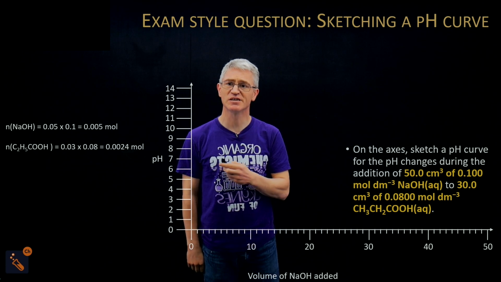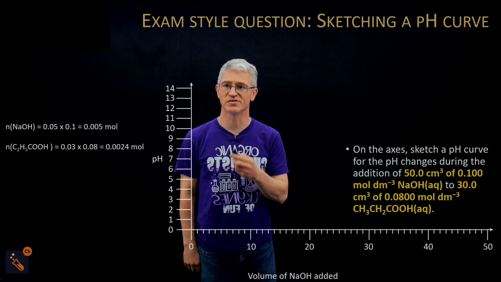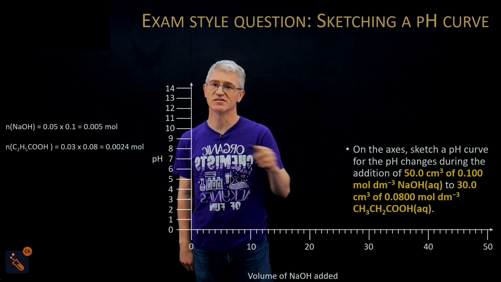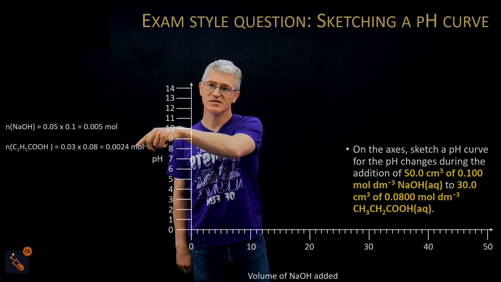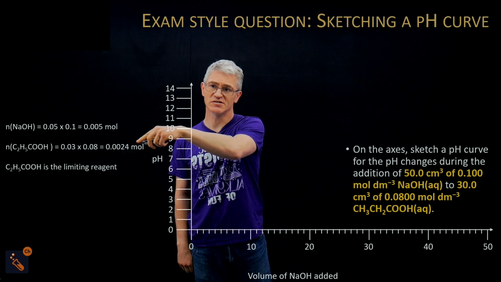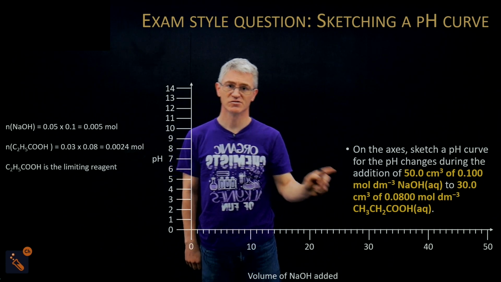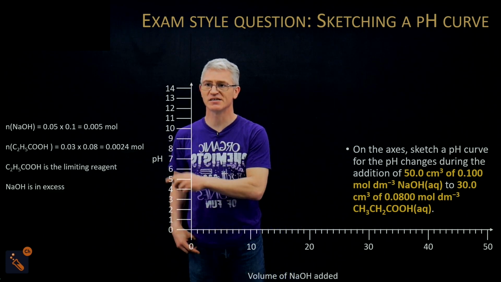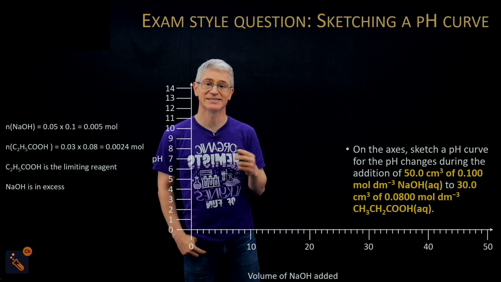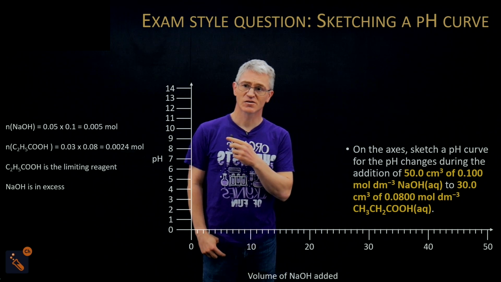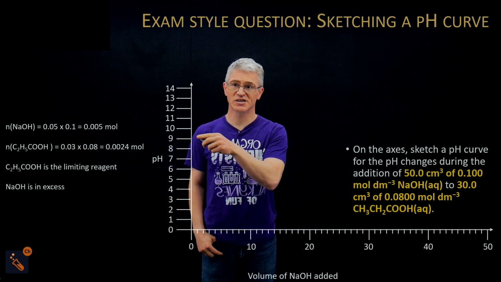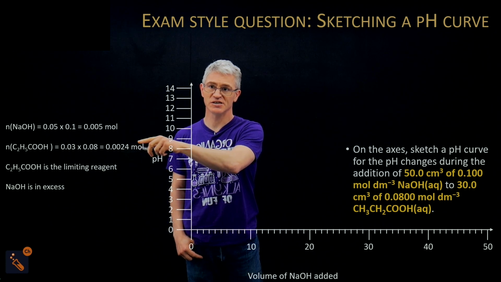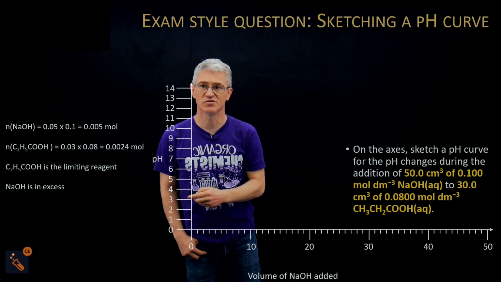Now we need to find out which one is in excess and which one is the limiting reactant. So the smallest number, it's a 1-to-1 ratio for sodium hydroxide and this acid. So basically, this is the limiting reagent here. So C2H5COOH, or written CH3CH2COOH, same thing. Okay, so that's the limiting reagent. The NaOH is in excess. So that basically means that the neutralisation point will be when the number of moles of the limiting reagent equals the number of moles of the sodium hydroxide.